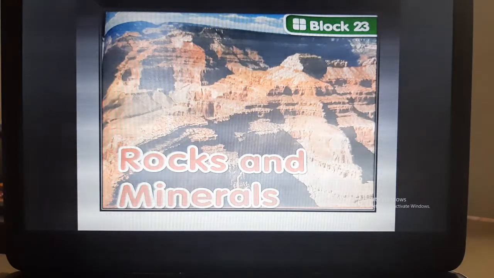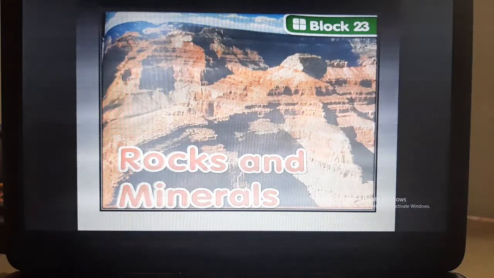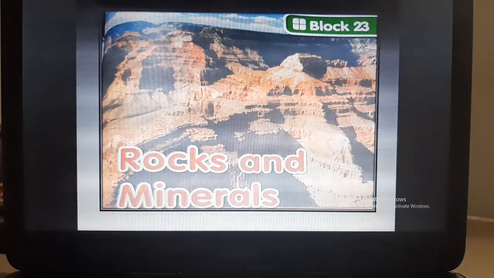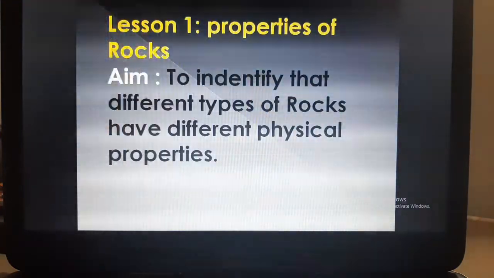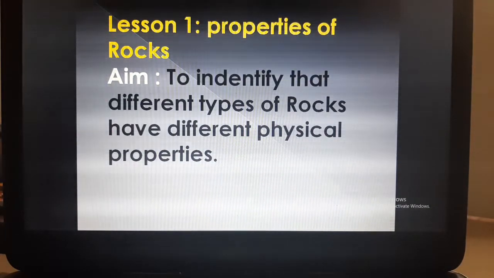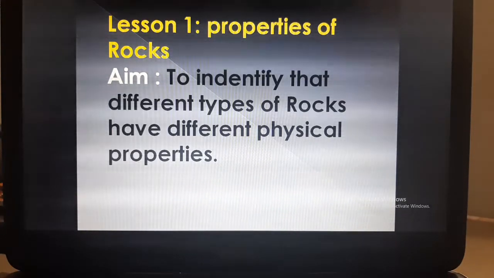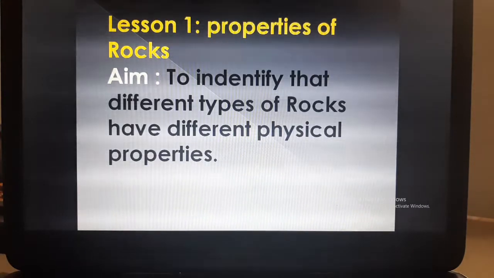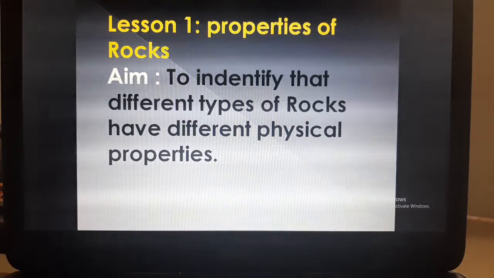Good morning, students. Today we are going to learn Block number 23, rocks and minerals. We are discussing LP1, which means lesson number 1, properties of rock. The aim of this lesson is to identify that different types of rock have different physical properties. Today in this lesson we will discuss some of the rocks.